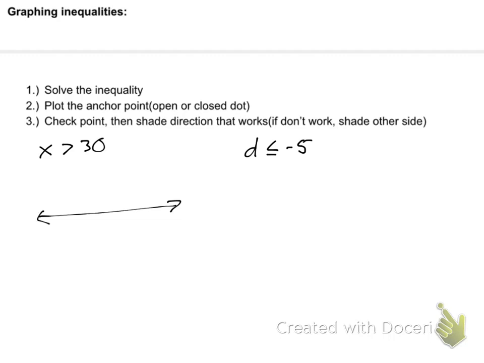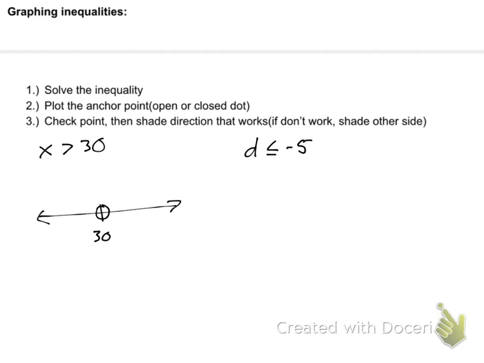I'm only looking for the essentials. The essential of x is greater than 30 is the point of 30. So I put 1 tick mark and I put 30. Is 30 going to be open or closed? Can I be there or not? It's open because I cannot be 30.